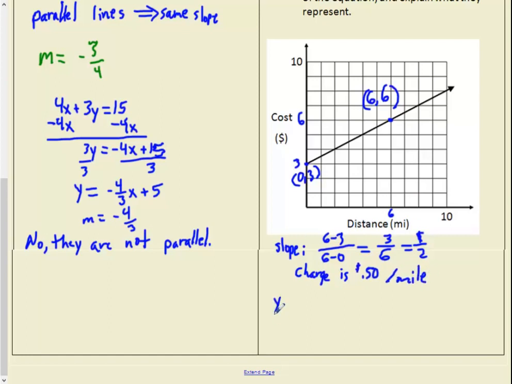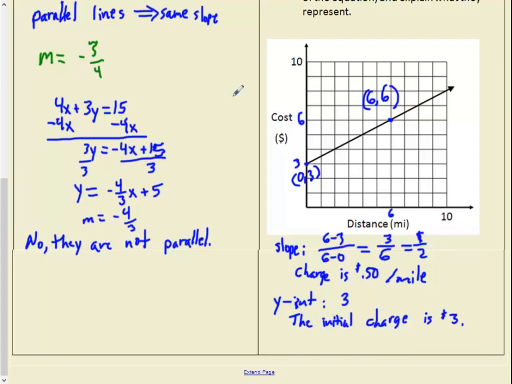And then if you look at the y-intercept, we already have it right here. It's 3, and what that means is you haven't driven anywhere, you just got into the taxi, and that's your cost just to get in. So you could word this a few ways. The initial charge, for example, is $3. Okay, so basically it costs $3 just to get in the taxi and have the driver start the meter, and then as you drive it will cost 50 cents or $1/2 per mile.